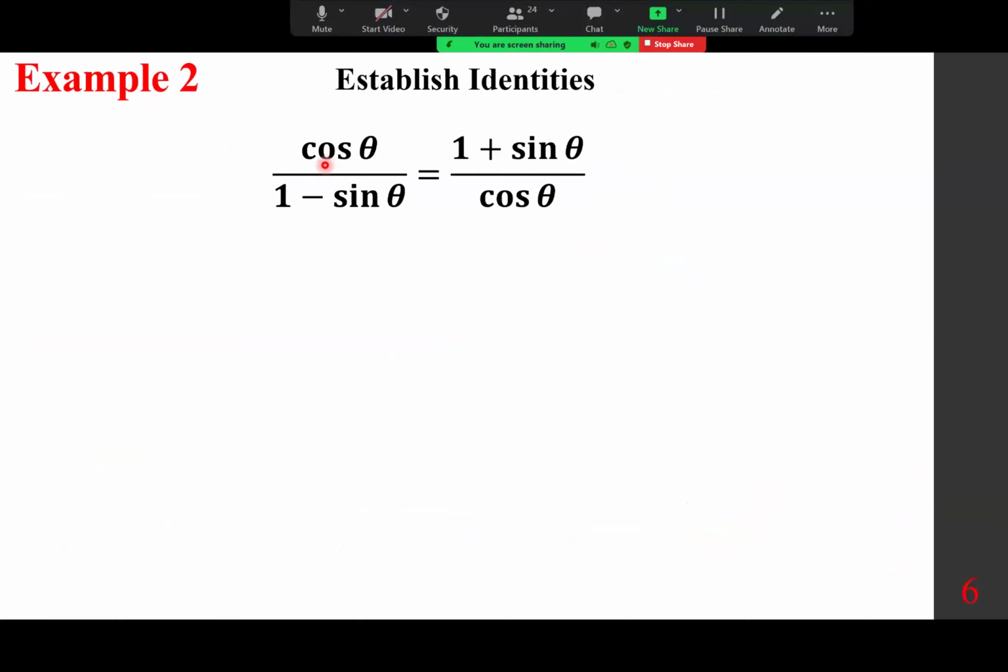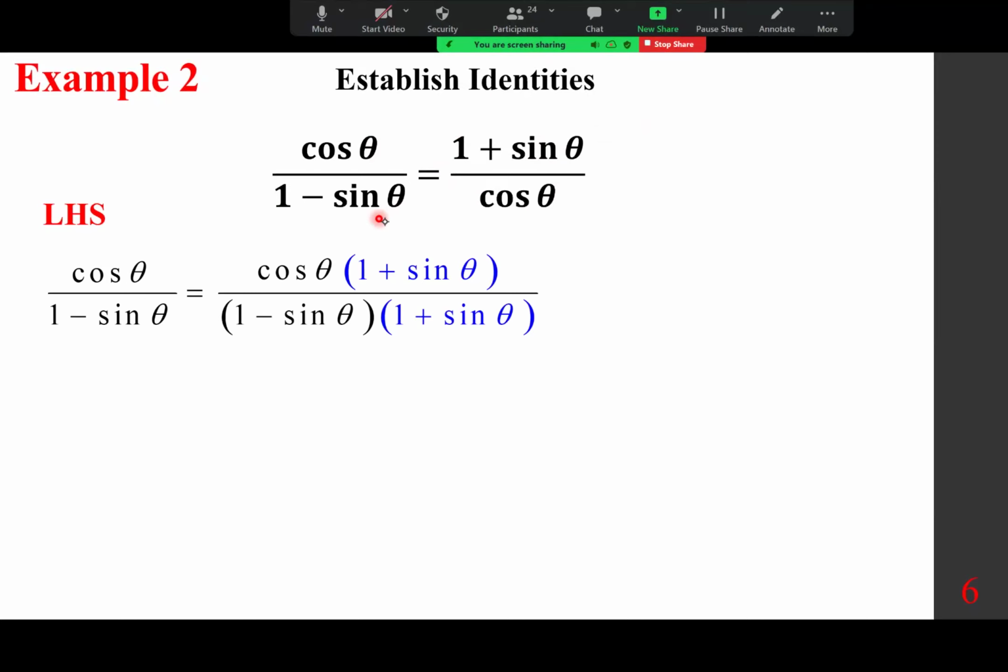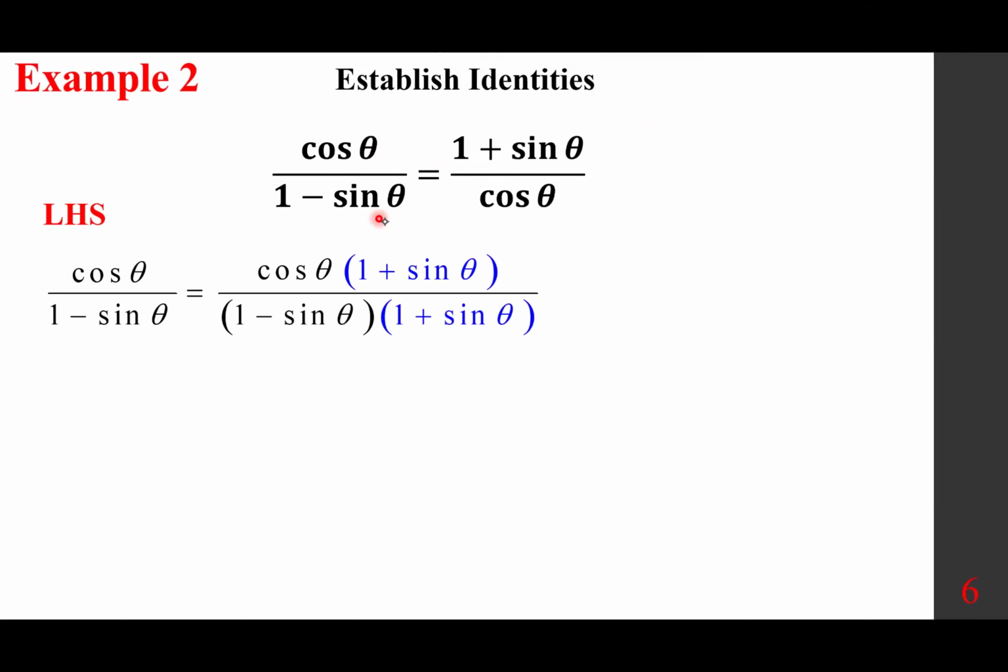Establish the identities. Cosine theta over 1 minus sine theta is equal to 1 plus sine theta over cosine theta. You start from one side. For example, if you start with the left-hand side, we're going to make it look like that. We're going to multiply the top and the bottom by 1 plus sine theta.